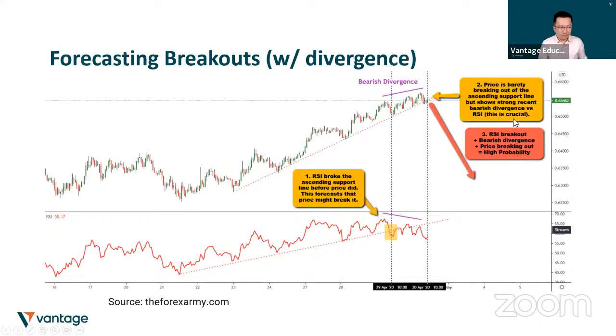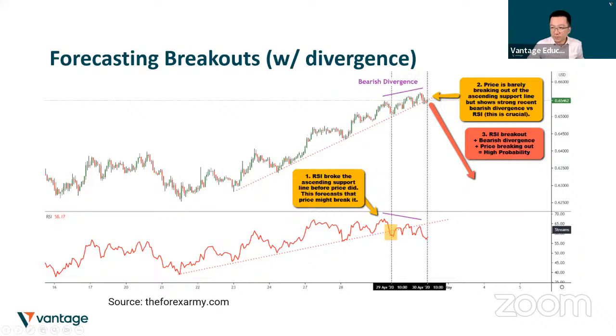So the next one is forecasting breakouts. What do you mean by forecasting breakouts? So when we identify potential moves, you see a big trend line towards the upside. You see a bit of a bearish divergence forming, a high and then a higher high. And you see that trend line. As the RSI breaks below the ascending trend line before price did, this forecasts that price might break it.